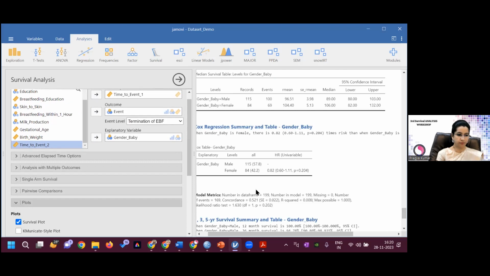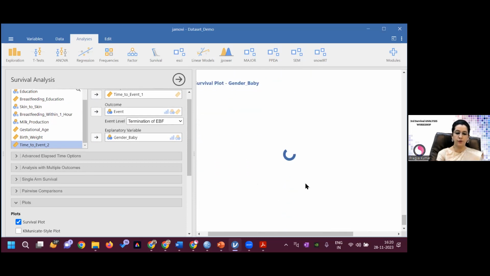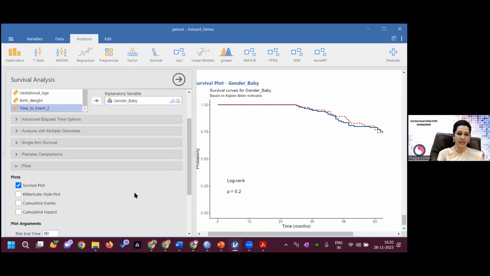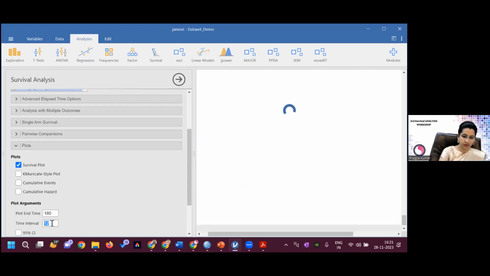So if you plot the survival plot, you will see that you will not have an overall plot here. You will always have the plot under male and female. Let me change the axis. So it was 180 and this was 30.